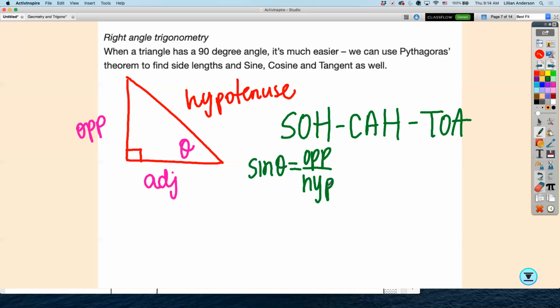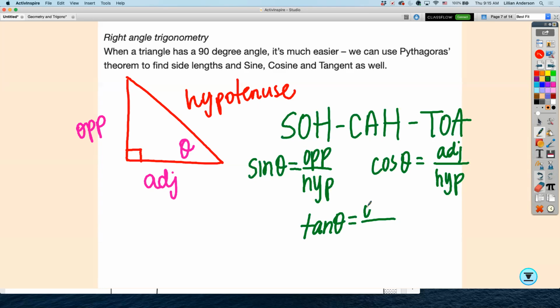C stood for, so the cosine of your angle was equal to what over what? And T stood for tangent, which was what? Okay. And then that's what you'd use to set up the equations to find side lengths or angle measures in a right triangle. Remember, theta was always acute. It was always one of your acute angles. Always acute.